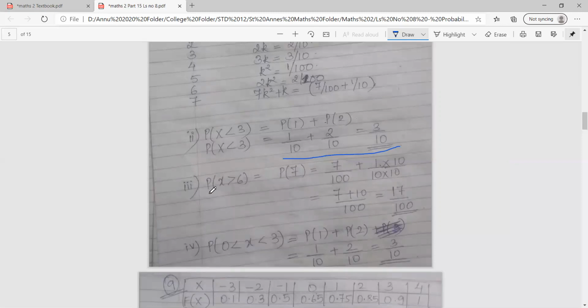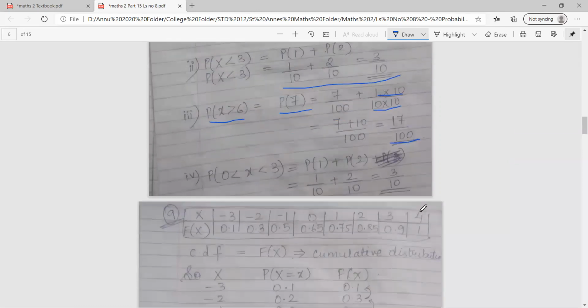Next, they are asking us to find out probability of x greater than 6. So greater than 6 again will have 7. So up till 7 we are having the numbers. So p of 7 is nothing but 7 upon 100 plus 1 upon 10. So I'll make the denominator same, 10 into 10. So 7 plus 10 upon 100, I get 17 upon 100.